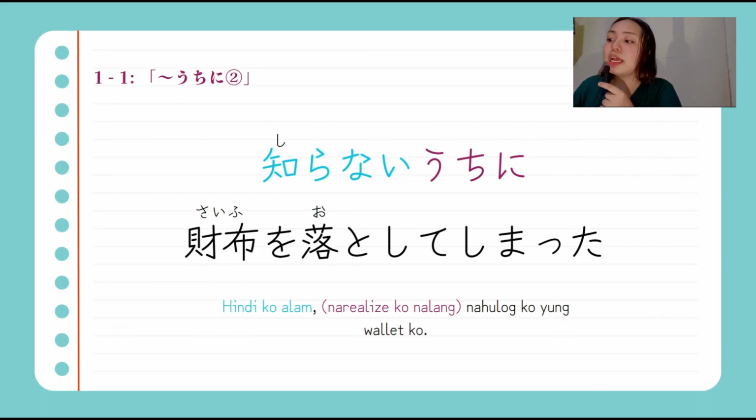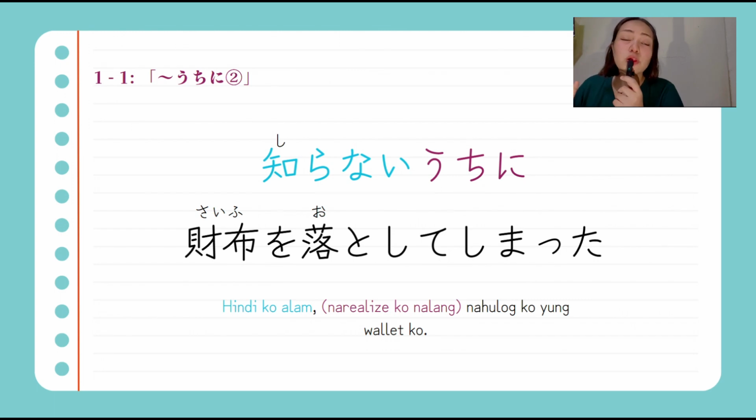And another set phrase, minasan, we have the verb shiru, which means to know. And since we're gonna be using it with uchi ni, gawin natin siyang negative form. Shiranai. No? Shiranai means hindi ko alam. But when you put uchi ni there, shiranai uchi ni, hindi ko alam, na-realize ko na lang, blah, blah, blah. So, set phrase din po ito, minasan. I suggest you memorize it as a set phrase. Shiranai uchi ni, hindi ko alam, na-realize ko na lang, nahulog ko na pala yung wallet ko. Shiranai uchi ni, saifu o otoshite shimatta.